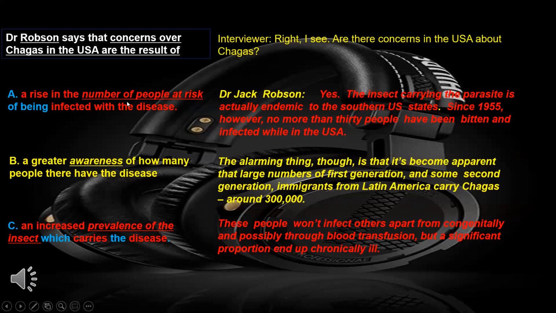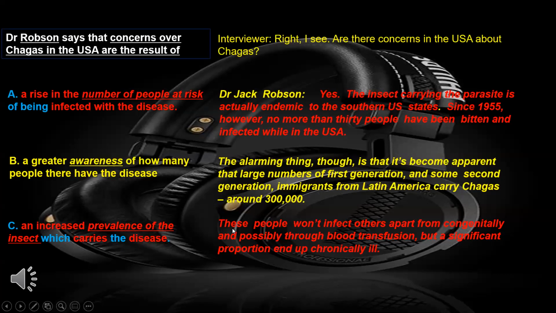A rise in the number of people at risk of being infected with the disease, not mentioned at all. A greater awareness of how many people have the disease. Here we have greater awareness: it's become apparent that large numbers of the first generation and second generation. So here we have a paraphrasing for the given information in this part and with the information given in this answer. An increased prevalence of the insect which carries the disease, not mentioned at all.